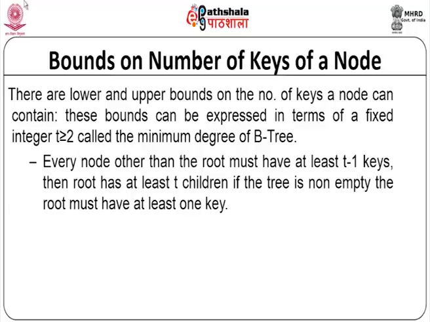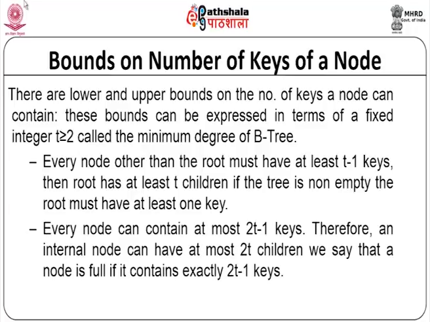The maximum degree of the B tree is some maximum. Here we are talking about the minimum degree. In the previous case we did not talk about the minimum degree because it was 2. Here it is not necessary to be 2, it can be some t. So, every node other than the root must have at least t minus 1 keys, and the root must have at least 1 key if the tree is non-empty. Every node can contain at most 2t minus 1 keys. So, the at most is also decided.